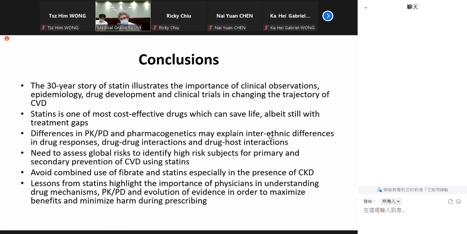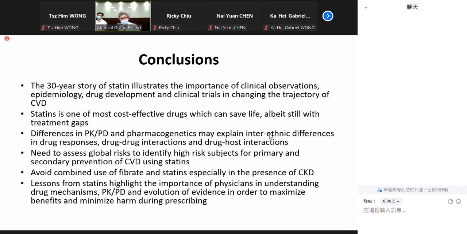The differences in PK and PD as well as pharmacogenetics may explain some of the differences in drug responses, drug-drug interaction, drug-host interactions. And I've illustrated some of these, particularly the ABCG genes as well as the SLCO genes. These two are very common, and some of these SNP variants are not uncommon in the population. So for some of these statin dosages, we really should be using a lower dose.